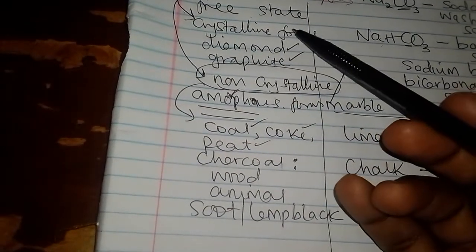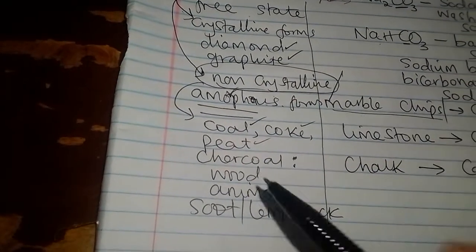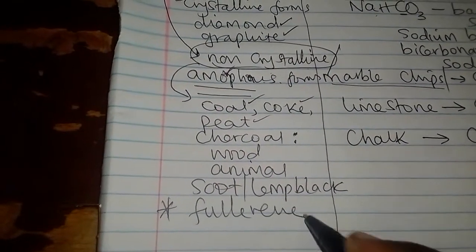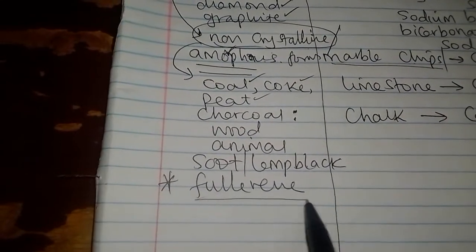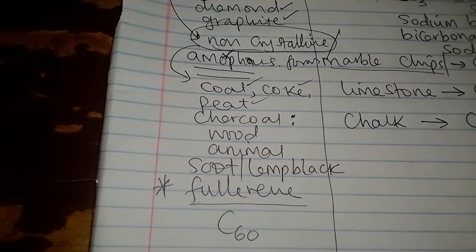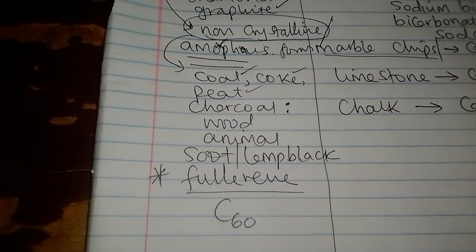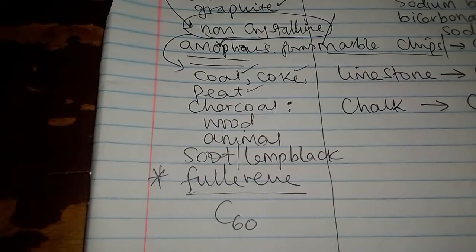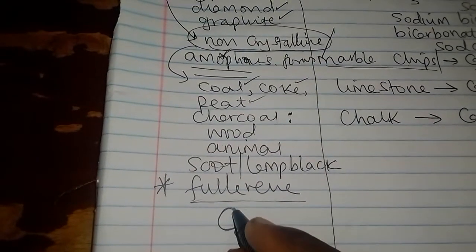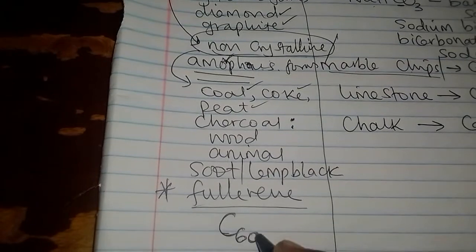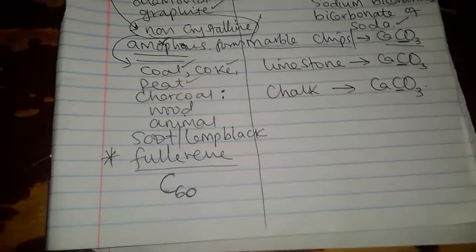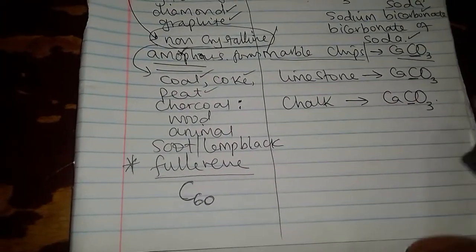Apart from the crystalline forms and the non-crystalline forms, there's also another form in which carbon can exist, and this form is called Fullerene. Fullerene is a source of carbon. It has 60 carbon atoms in its structure, and it has been widely used in different areas as far as medical issues are concerned.